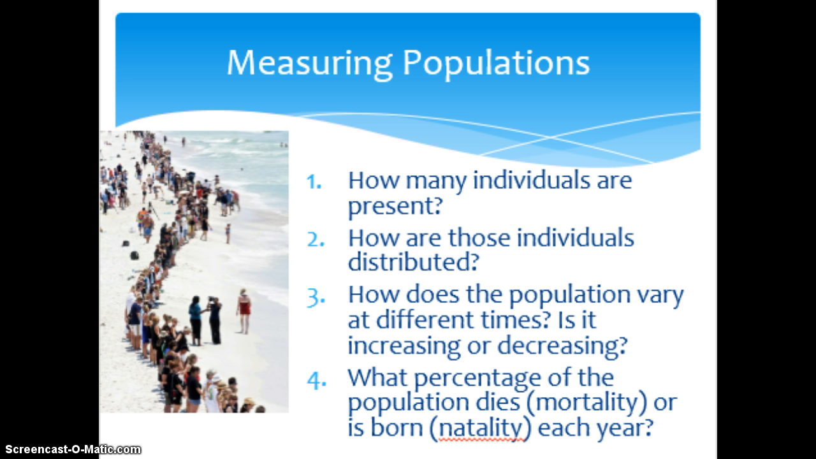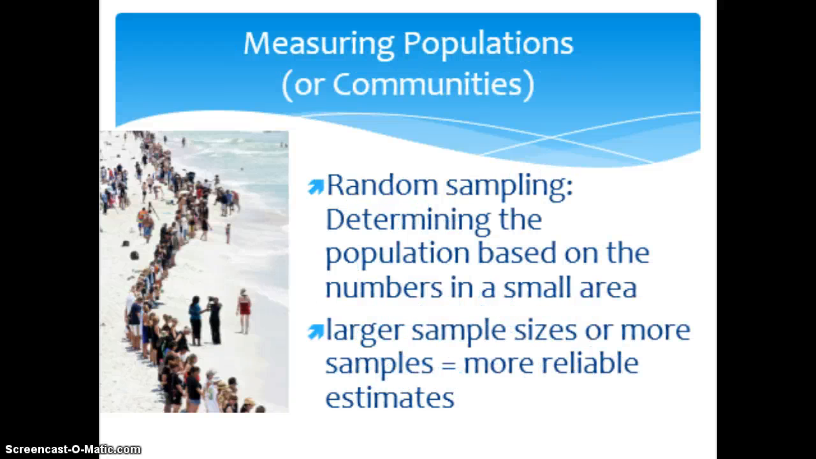So after we figure that out, we want to look at, okay, how does this population vary at different times? Is it growing? Is it decreasing in size? And then what's causing that? So what percentage of the population is dying? That's called the mortality rate. Or what percentage is born? The natality rate every year. All right, and these are all going to obviously impact population size.